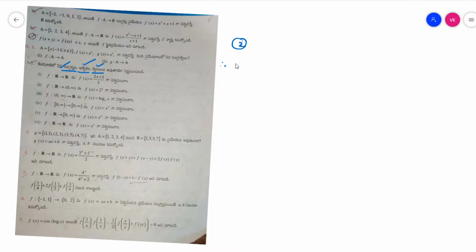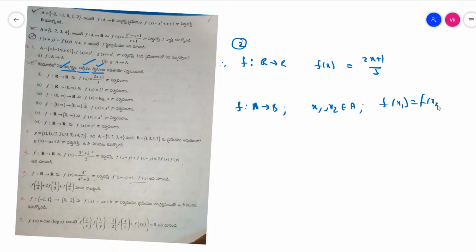How do we have to prove that? In earlier classes we had the definition of injection functions. Here f maps R to R, a function defined as f of x is equal to 2x plus 1 by 3. In the injection function we have the definition: f maps A to B, and x1 and x2 belong to A, and if f of x1 is equal to f of x2, then x1 is equal to x2. This is the proof to show that the given function is an injection function.